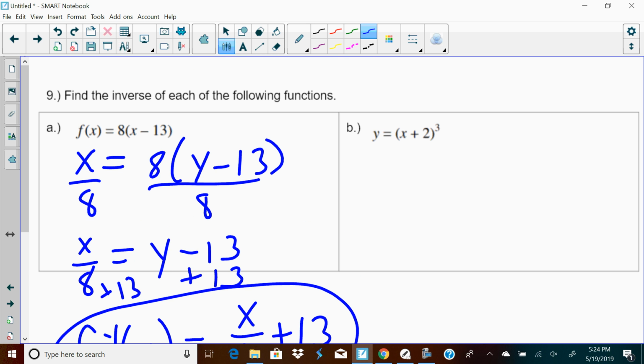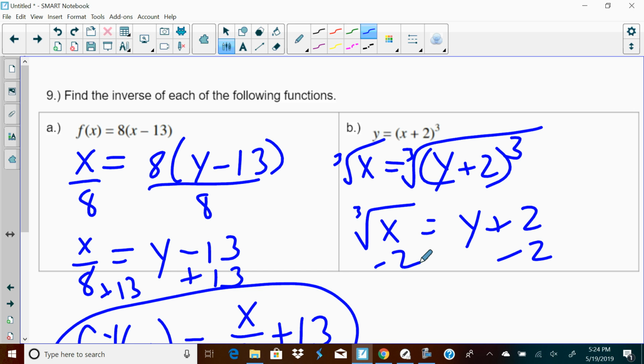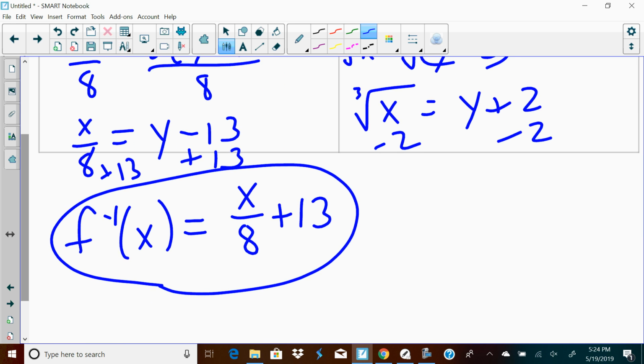For B, switch x and y. First thing I'm going to do is take the cube root, both sides. And then I'm going to subtract 2. So, divided by negative 1, is going to equal the cube root of x minus 2.